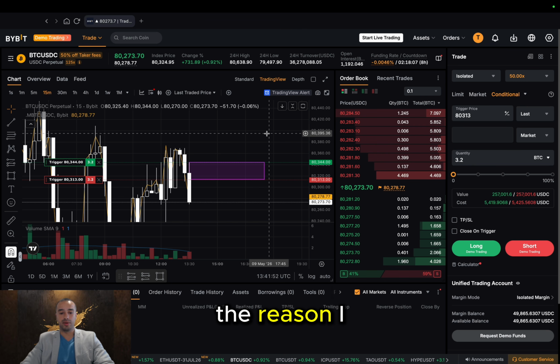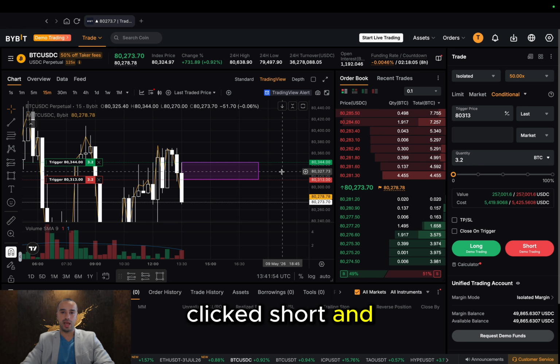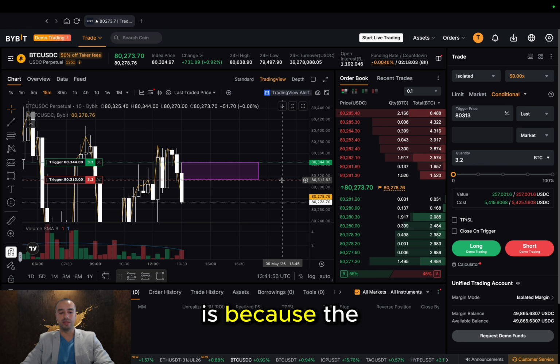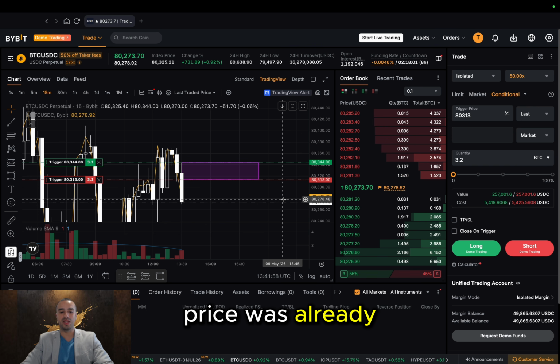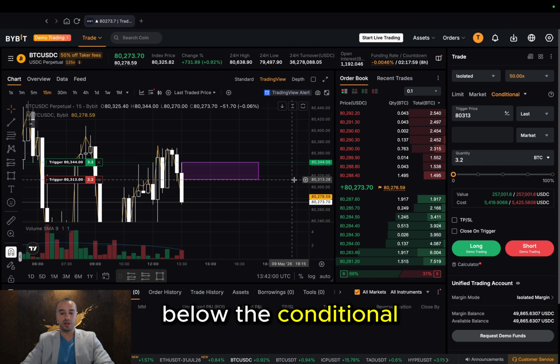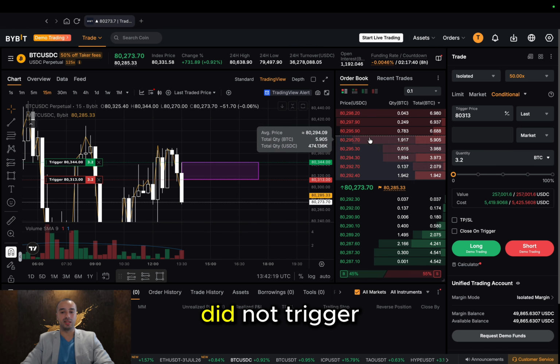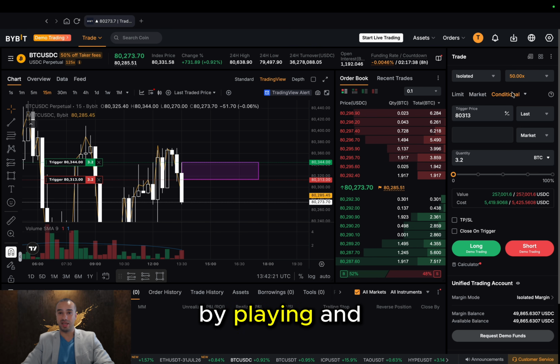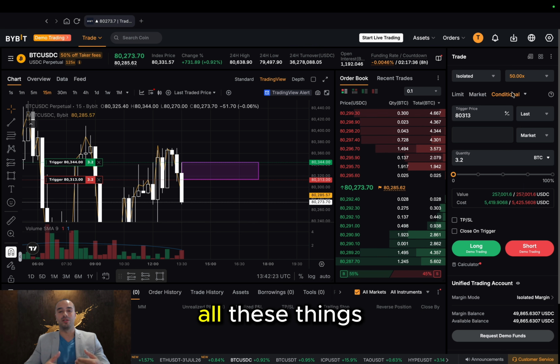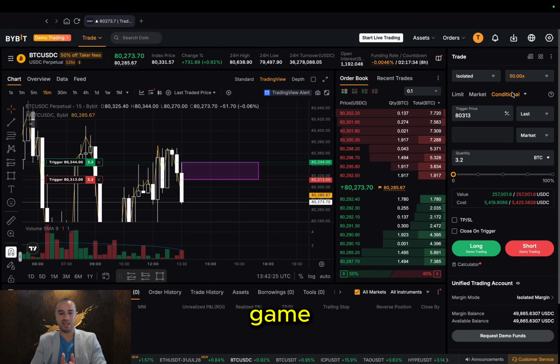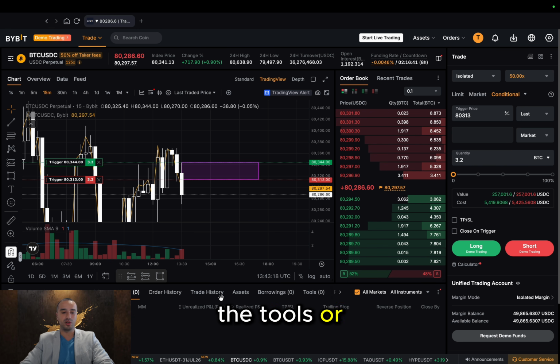The reason I clicked short and it did not trigger is because the price was already below. The conditional means the price needs to cross. That's why it did not trigger. By playing and practicing, you can learn all these things. It's like a game. Play with all the tools, all the order types, and you will figure it out.